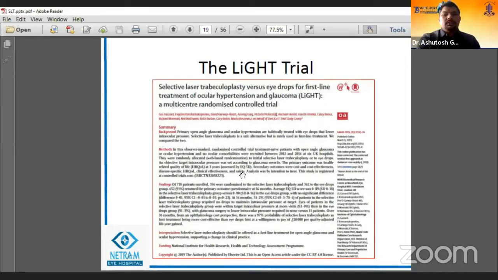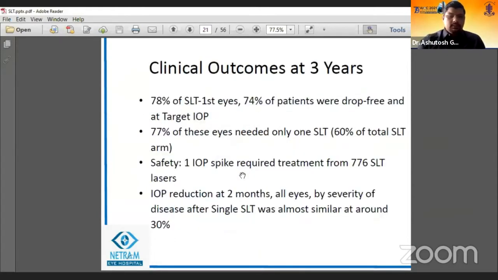This is the LiGHT trial, which was done over a duration of 5 years in 6 centers. 717 patients were allotted to the study, and they saw a good IOP reduction. Three-quarters of patients showed good drop-free IOP reduction to target IOP at 1, 2, and 3 years, and 60% of patients needed one additional glaucoma medication. At 2 months, IOP reduction was seen in almost all the patients.